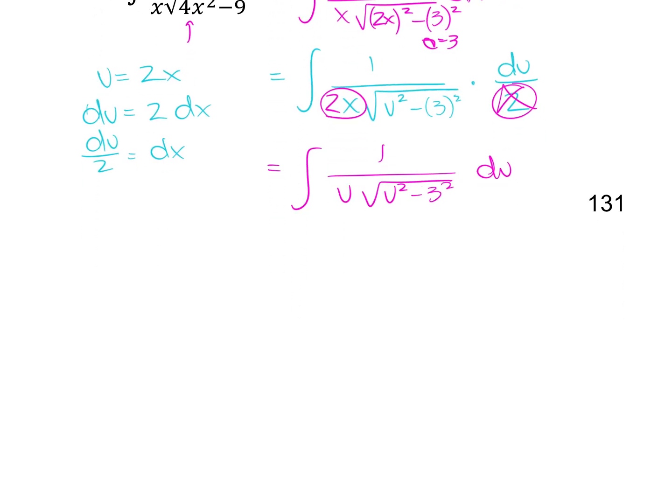So if I integrate this, the arcsecant formula integrates to 1 over a. So what's a? 3. Arcsecant of u over a. What was my u? 2x over 3 plus c. So other than having to know the formulas, if you can use substitution, this is not necessarily super difficult. Okay, the formulas are the parts that are a little bit gross.